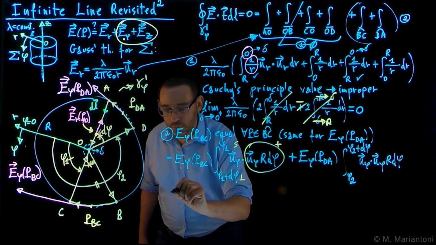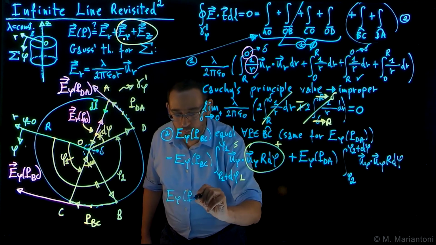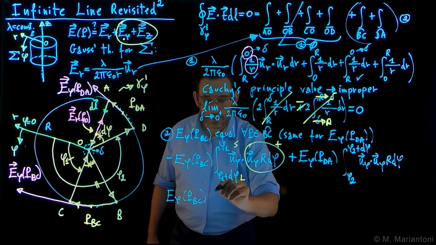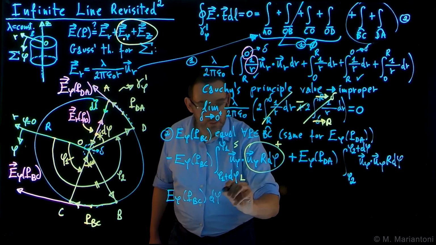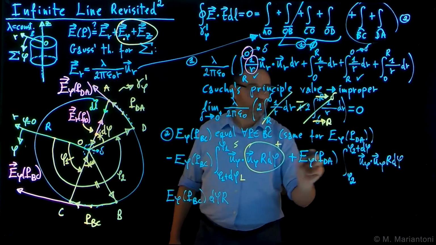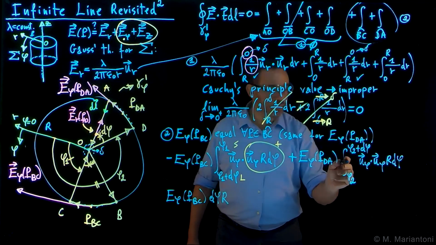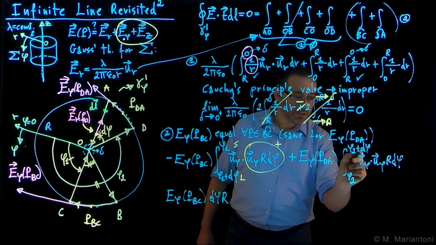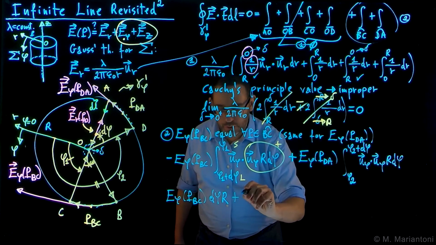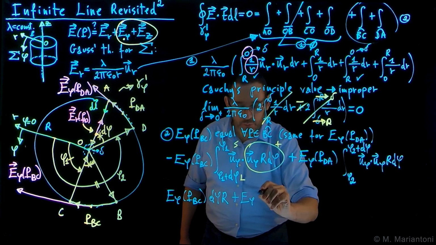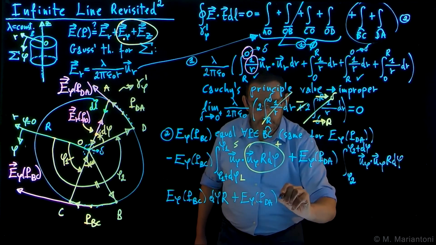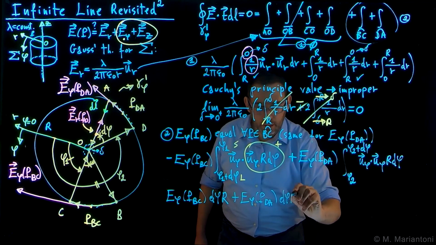Minus minus is plus, so we obtain a plus E varphi at P_BC, okay, times the result of the integral, which is nothing but d varphi times the radius R. What about this one here? Well, we integrate and we obtain varphi_2 plus d varphi minus varphi_2. These two cancel, so we have plus d varphi. So we obtain a plus E varphi at P_DA, okay, in this fashion, times d varphi R.